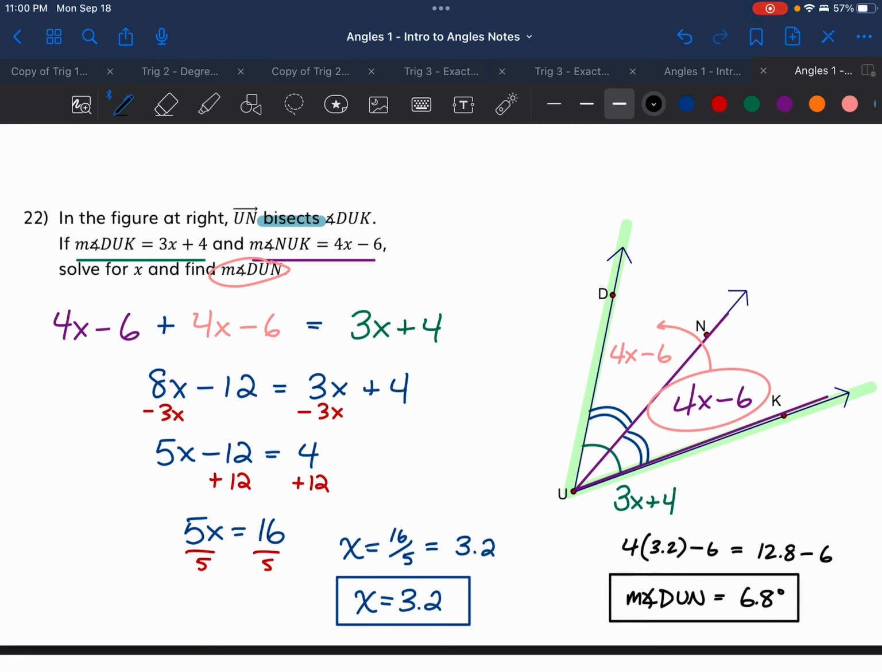Don't believe me? What can you do to check your answer at the end? Of course, plug it back in and make sure you get something that makes a little bit of sense. If this angle is 6.8, then this angle had better be 6.8. And 6.8 plus 6.8 means that this should be 13.6. And 3.2 times 3 is 9.6. 9.6 plus 4 is 13.6. We have our correct answer, and it's a decimal, and that's fine.